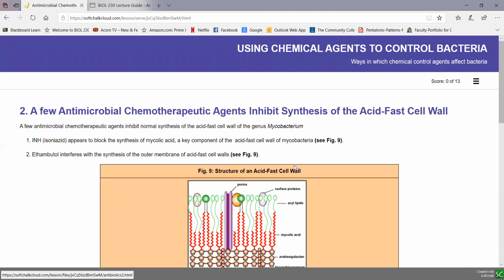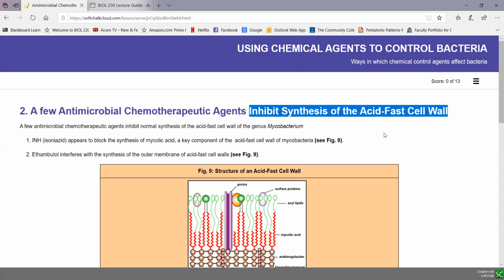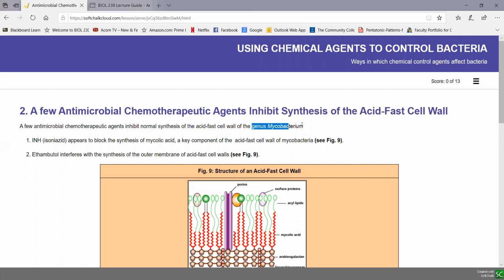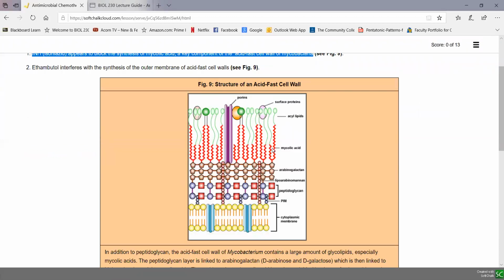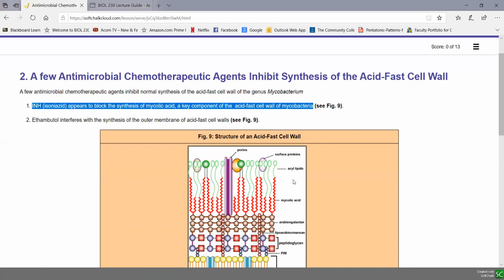Now we have a few antimicrobial chemotherapeutic agents that inhibit synthesis of the acid-fast cell wall, which means mainly the genus Mycobacterium, used mostly for Mycobacterium tuberculosis, which of course causes tuberculosis or TB. So INH, or isoniazid, one of the standard drugs used in tuberculosis, appears to block the synthesis of mycolic acid, a key component of the outer membrane of the acid-fast cell wall. So remember, the outer membrane of the acid-fast cell wall is composed mostly of a waxy lipid called mycolic acid, and INH appears to interfere with the synthesis of that.